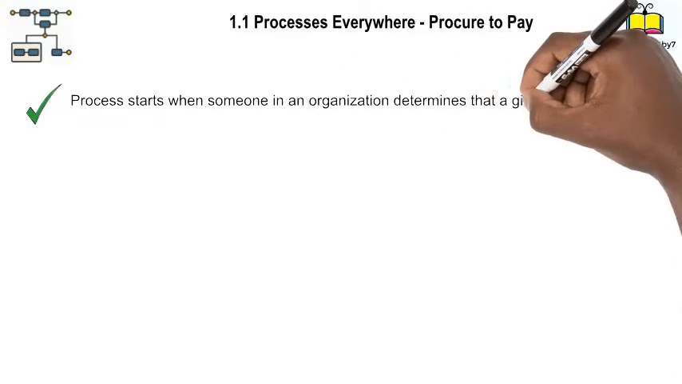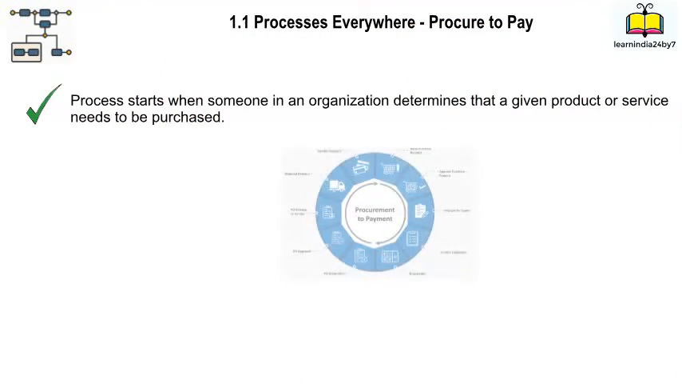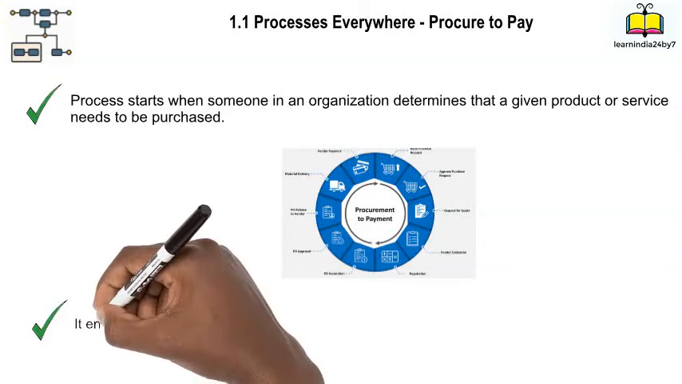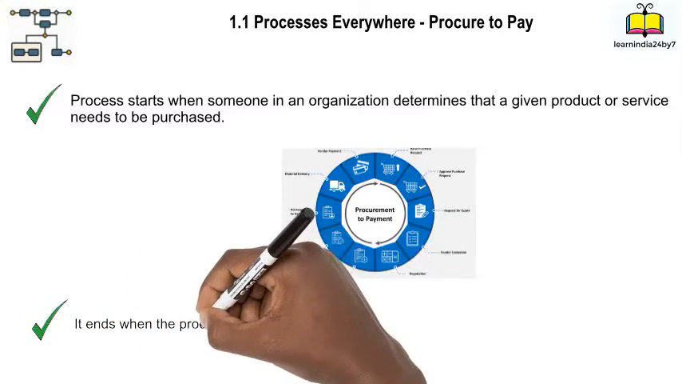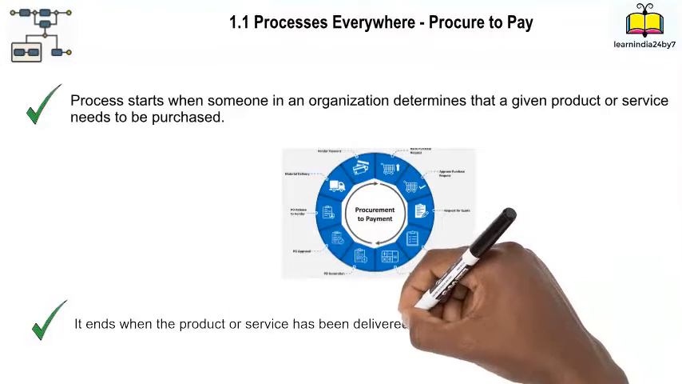The procure to pay process starts when someone in an organization determines that a given product or service needs to be purchased, and it ends when the product or service is delivered and paid.